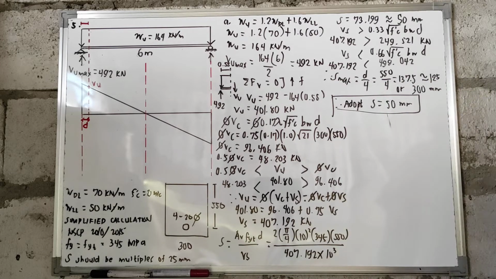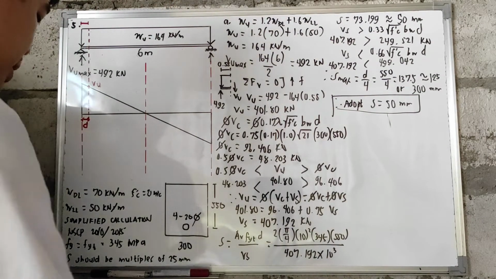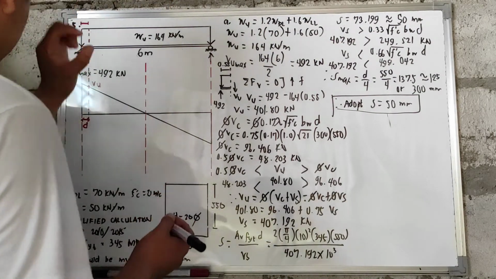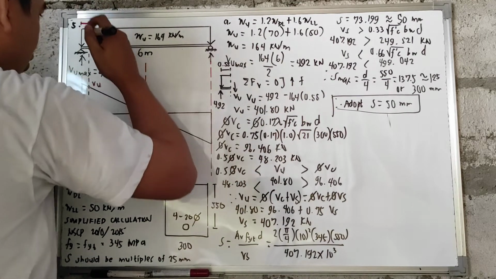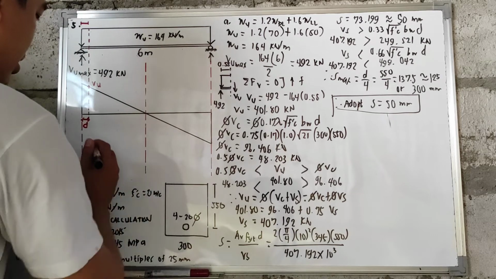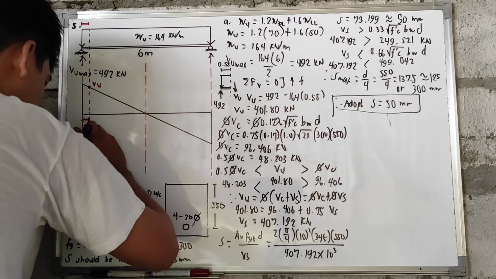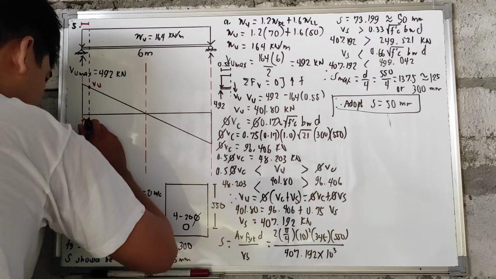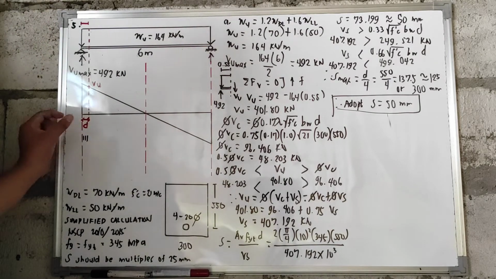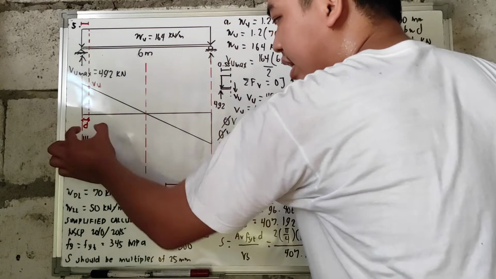So, yun yung spacing ng mga stirrups natin at a certain distance D dito. So, meaning to say, ihihilera natin siya at a certain distance D. Kung ito yung beam natin, kung ito yung reinforcement na ihihilera natin yan. So, from this, measure tayo ng 50, and then another 50, and then another 50, hanggang dun sa dulo ng D natin.